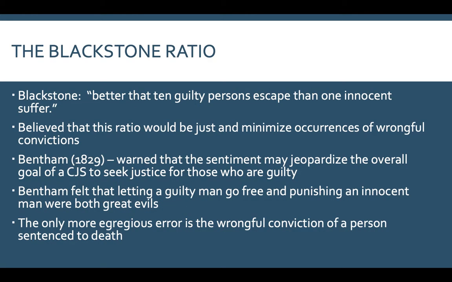So Blackstone famously said it is better to let 10 guilty persons escape than one innocent suffer. And this ratio was believed to be just and minimize the consequences of wrongful convictions. Now, in 1829, Bentham warned that the sentiment may jeopardize the overall goal of a criminal justice system to seek justice for those who are guilty. Bentham felt that letting a guilty man go free and punishing an innocent man were both great evils. The only more egregious error is the wrongful conviction of a person sentenced to death.